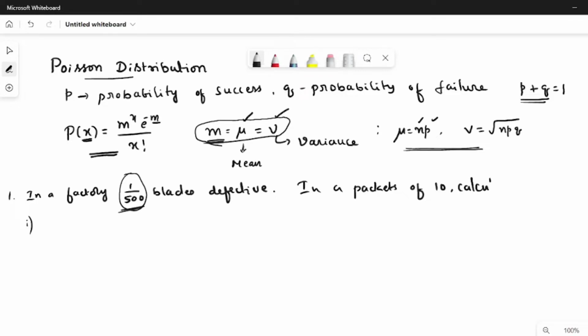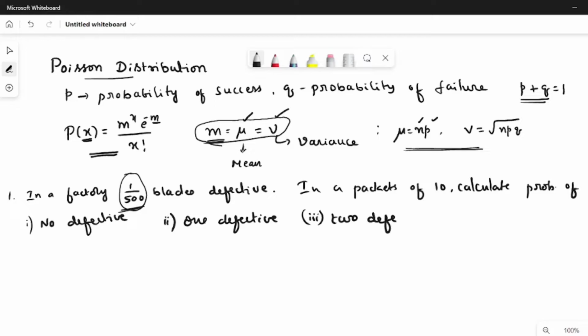Calculate the probability of no blade being defective, or no defectives. Second possibility, only one blade is defective, one defective. Third possibility, only two are defective. I have to find this probability in a consignment of 10,000 blades. So that result should be extended to 10,000 blades, 10,000 packets, sorry. This is what we need to determine.